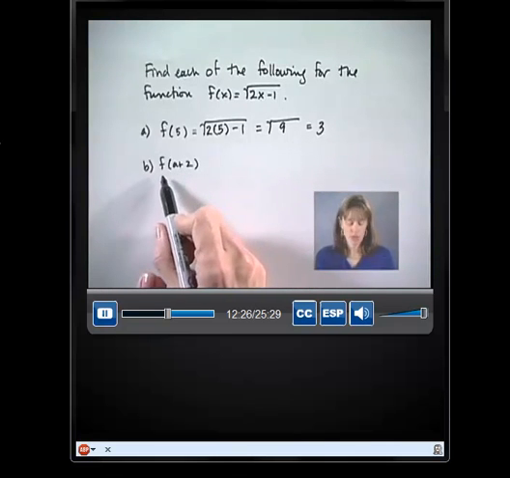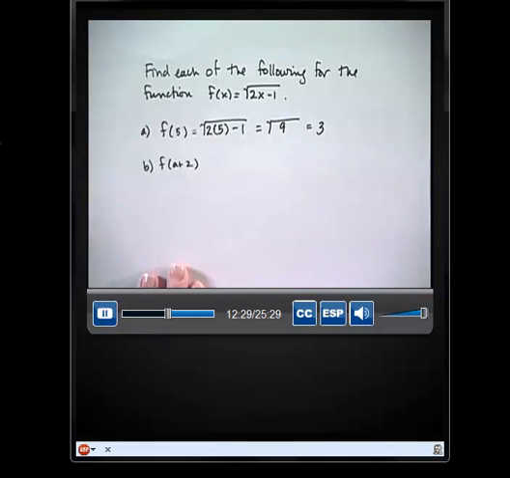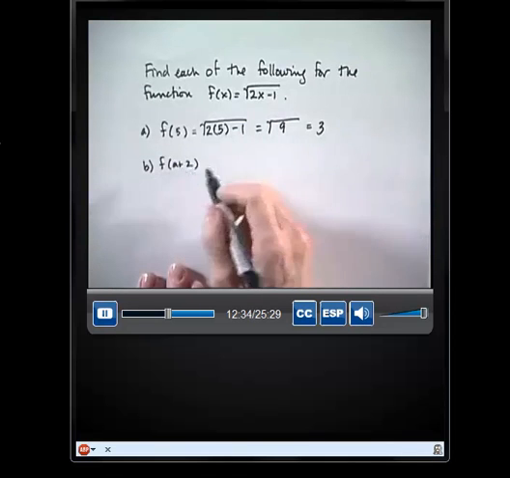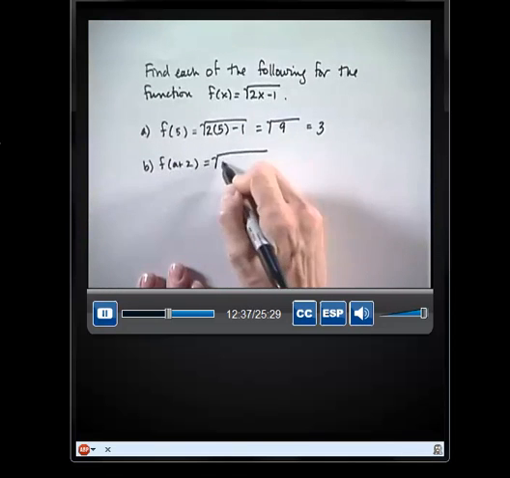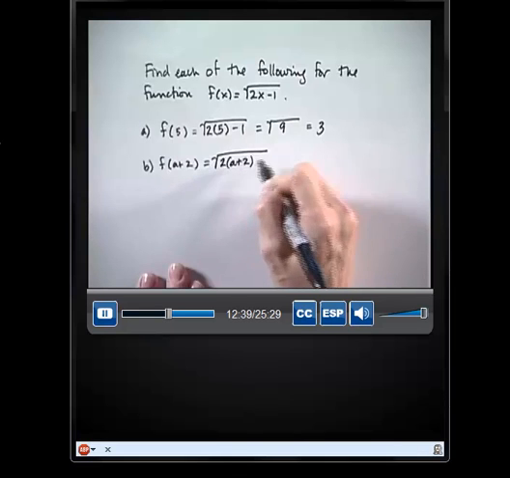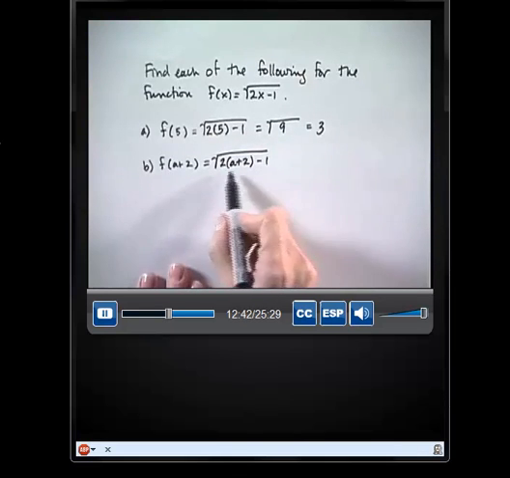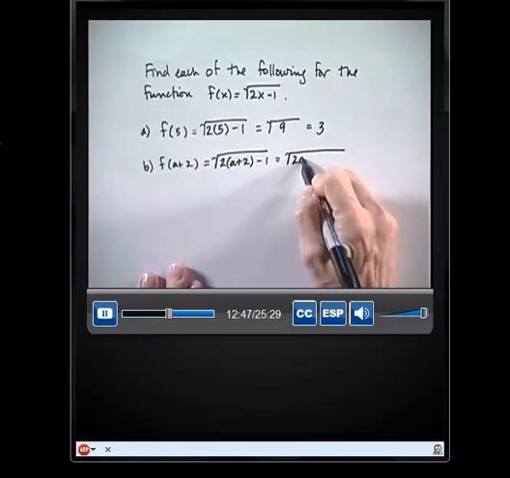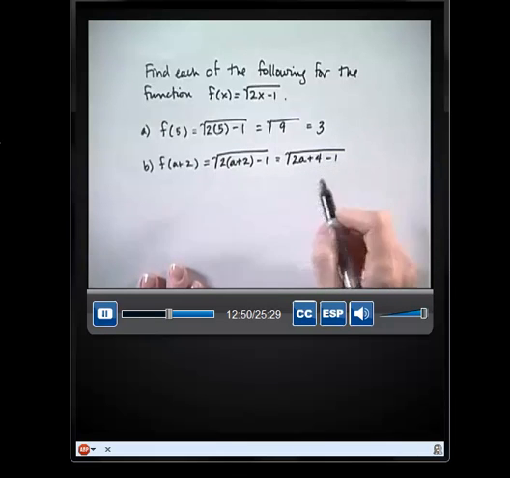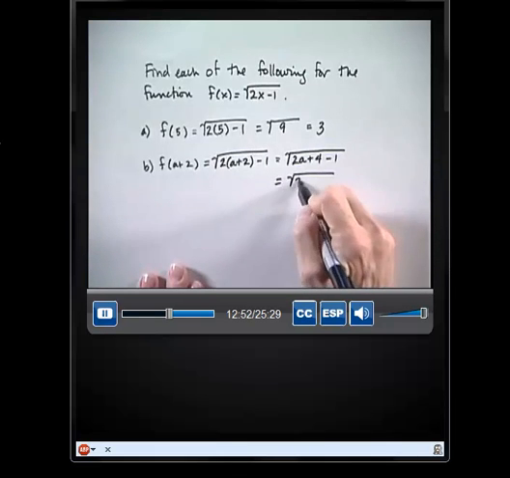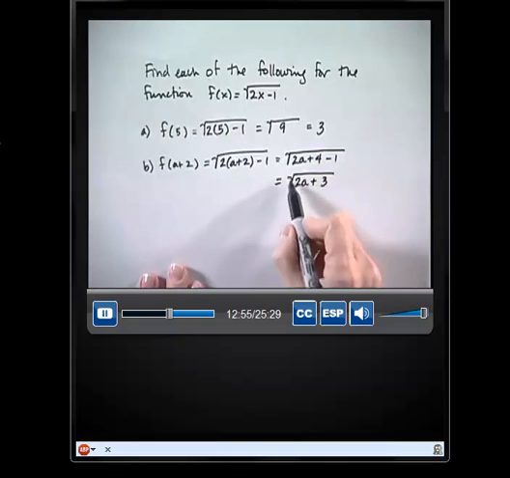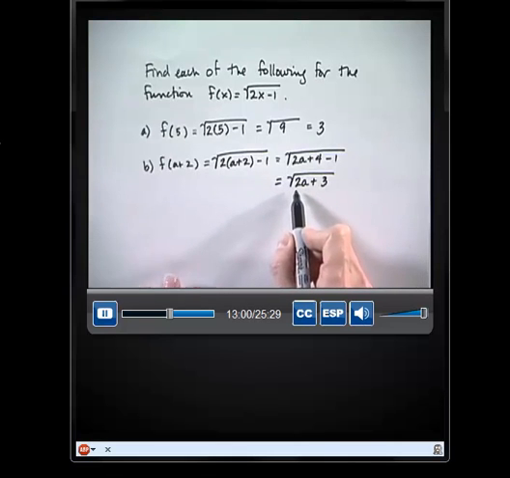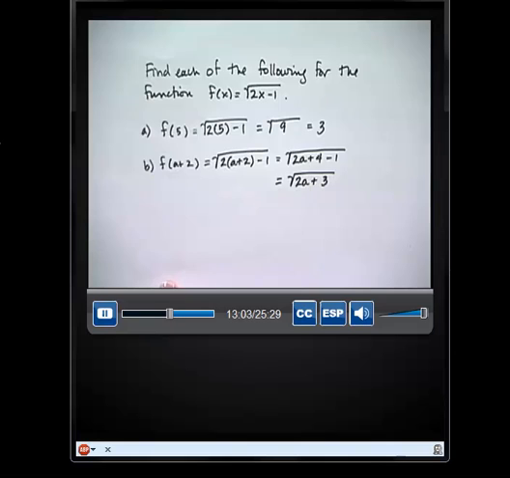The second example says find f of a plus 2, and we work this exactly the same way, replacing the x in the function with the quantity a plus 2 to get the square root of 2 times a plus 2 minus 1. Now let's clean up the information inside the square root by distributing a 2 and then combining the 4 and the negative 1 to get 2a plus 3 in the square root. So we say f of a plus 2 is equal to the square root of 2a plus 3. Let's try another example.